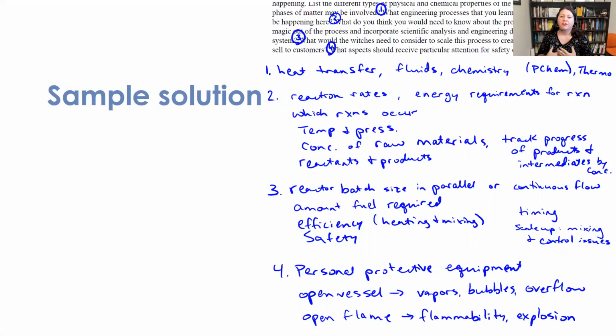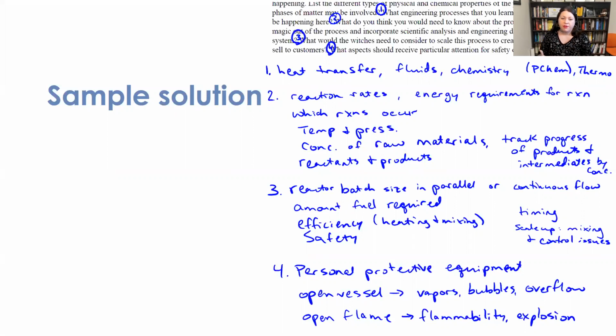They think about reaction rates, energy requirements, which reactions occur as being important to know about, the temperature, the pressure, concentrations of raw materials, being able to track the progress of the products and intermediates by concentration, and knowing what the reactants and products are. For the scale up, they think about whether they need to have many of these batches happening in parallel, or move towards a continuous flow type of operation.